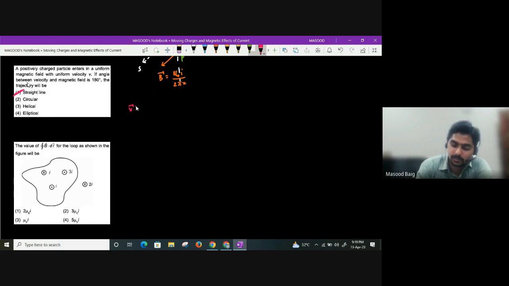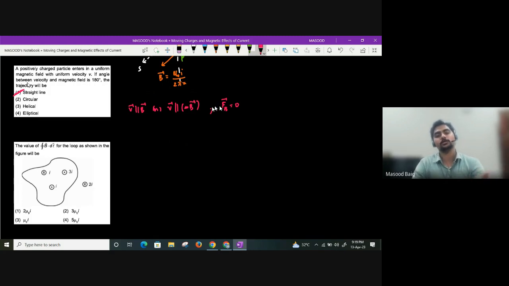Whenever V bar is parallel to B bar or V bar is anti-parallel to B bar, what will be magnetic force in both of these cases? In both cases, magnetic force will be 0. Magnetic force is 0 means there is no force which will change the motion of the object. If it is traveling in a straight line, it will continue to go in that same straight line. Clear, everyone?